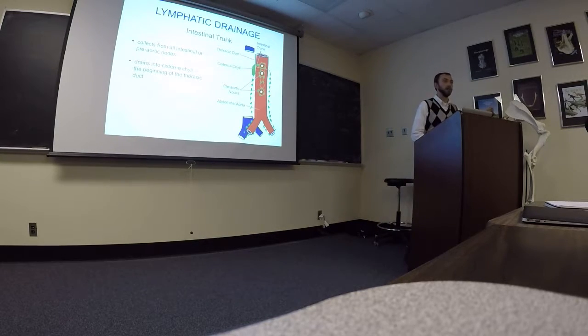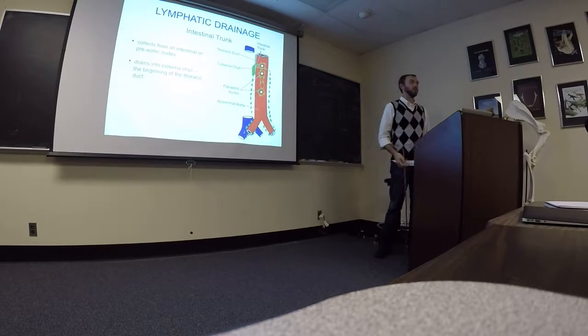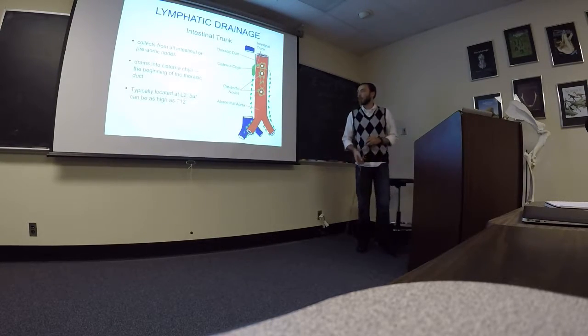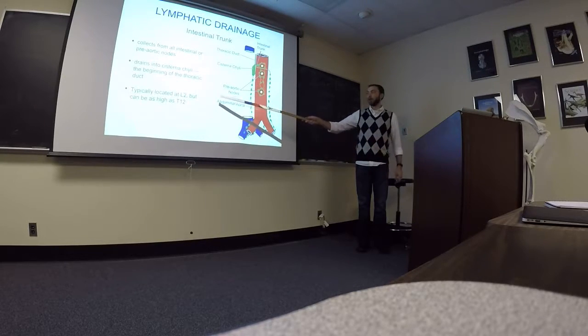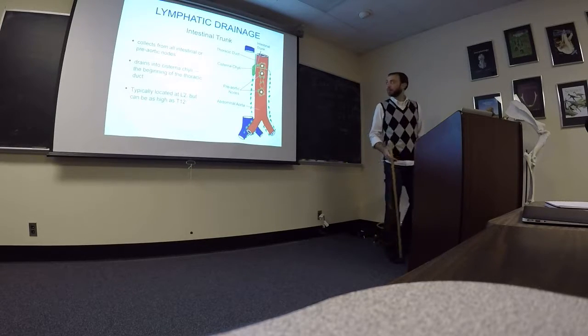The cisterna chyli you can think of as the beginning of the thoracic duct. So this structure extending up from it is the thoracic duct, and this is what we saw in the thorax. The location of the cisterna chyli is somewhat variable. It's usually at around L2, but it can be shifted up as high as T12.